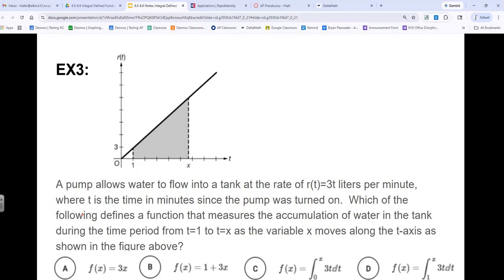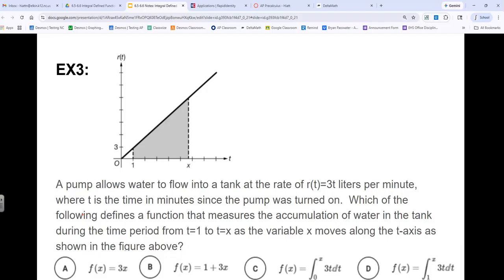Okay, let's look at 3 here. A pump allows water to flow into a tank at the rate of R of t equals 3t liters per minute, where t is the time in minutes since the pump was turned on. Which of the following defines a function that measures the accumulation of water in the tank during the time period from t equals 1 to t equals x, as the variable x moves along the t-axis as shown in the figure above?